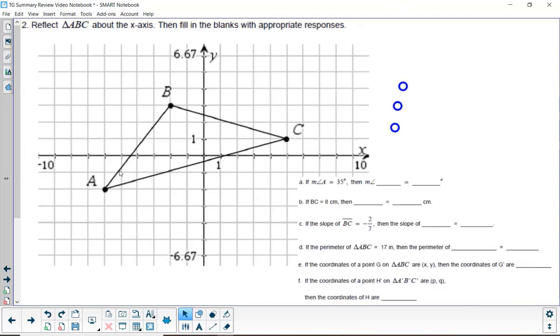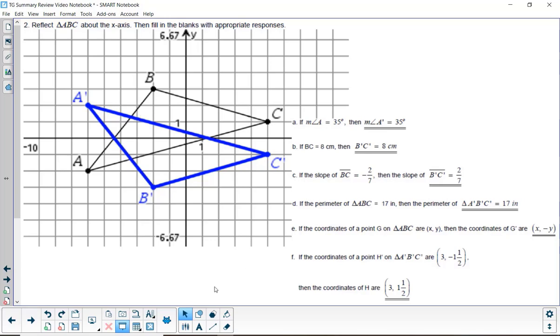Number 2 asks us to reflect the triangle about the x-axis. So again, I will go perpendicular to the x-axis this time and in the opposite direction for each of these points. And then from A, it'll be 2 units to the line of reflection, so A prime will be 2 units in the opposite direction. There's A prime. B prime will be 3 units in the opposite direction along this line, and C will be 1 unit from the line of reflection. So there's the image points. The triangle would look like this.